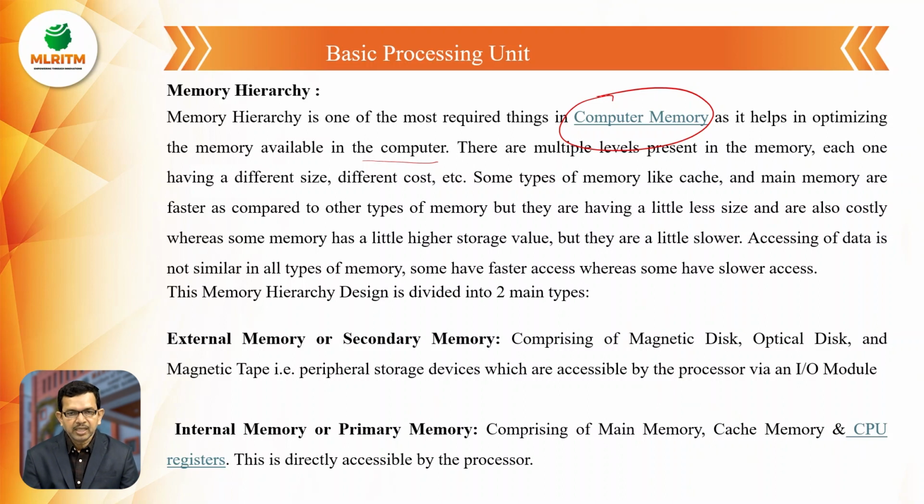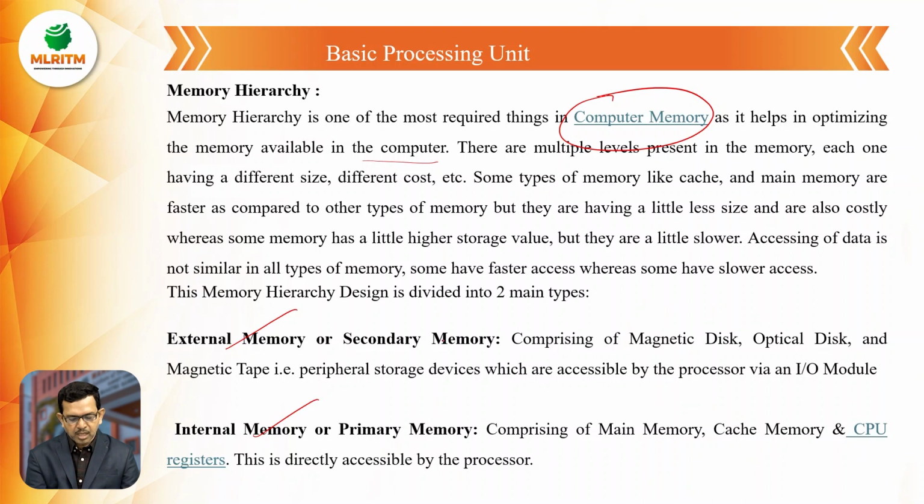So finally, the memory hierarchy is categorized into 2 types. Once the categorization is done, then we'll discuss how each category is formed and what are the different levels we have in each category. So first we'll try to see how the external memory and how the internal memory is categorized. Memory hierarchy can be categorized into 2 types. One is the external memory and another one is the internal memory.